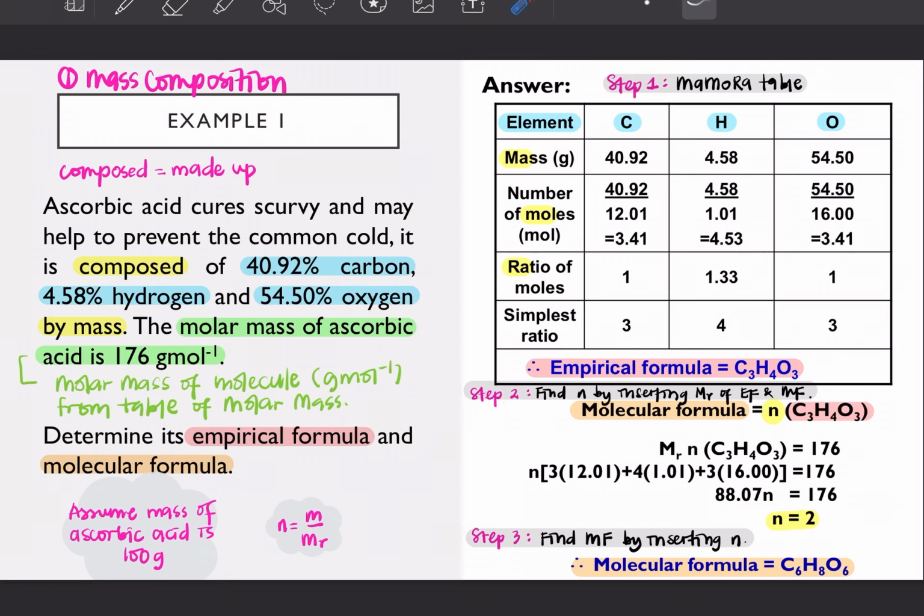Now that we have the value of N, we can find the molecular formula by inserting N into this formula again. So our molecular formula will be C6H8O6. Alright? Okay, is that clear?